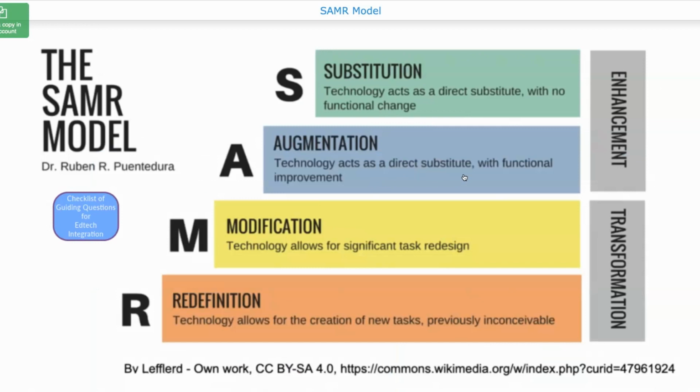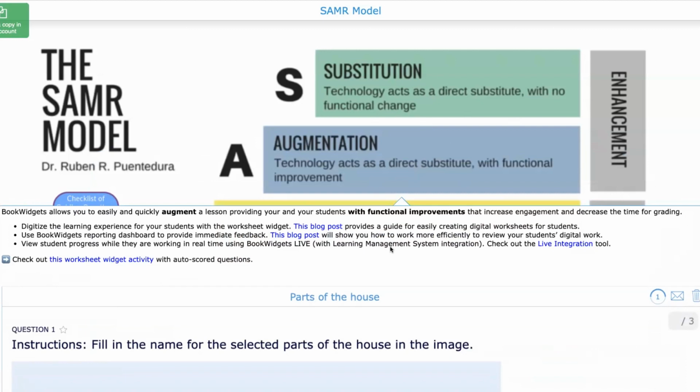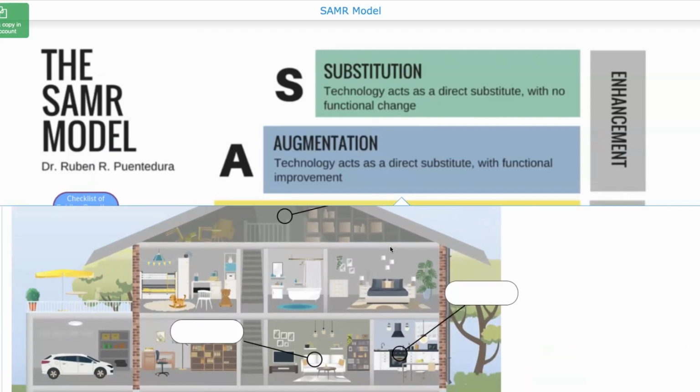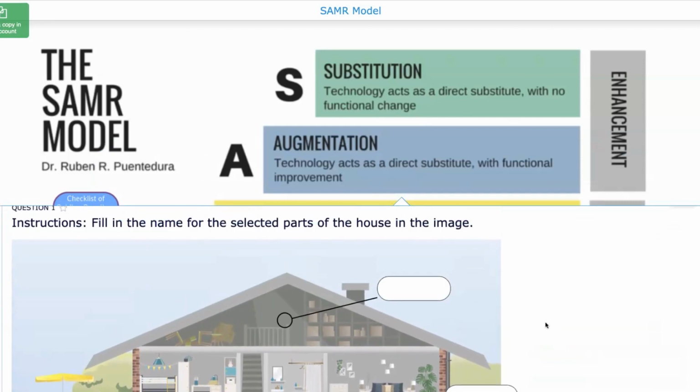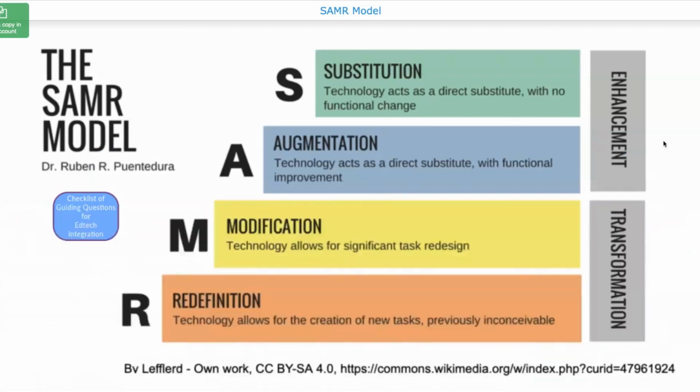Augmentation, direct substitute with functional improvement. Oh, now you've got it with your questions can be auto-scored. Students are typing things in. So your paper worksheet has been functionally improved for both your students and you. And then really what you want to get to is a place where as you use the technology, you're able to do a task redesign and create brand new tasks that might not have been conceivable before.